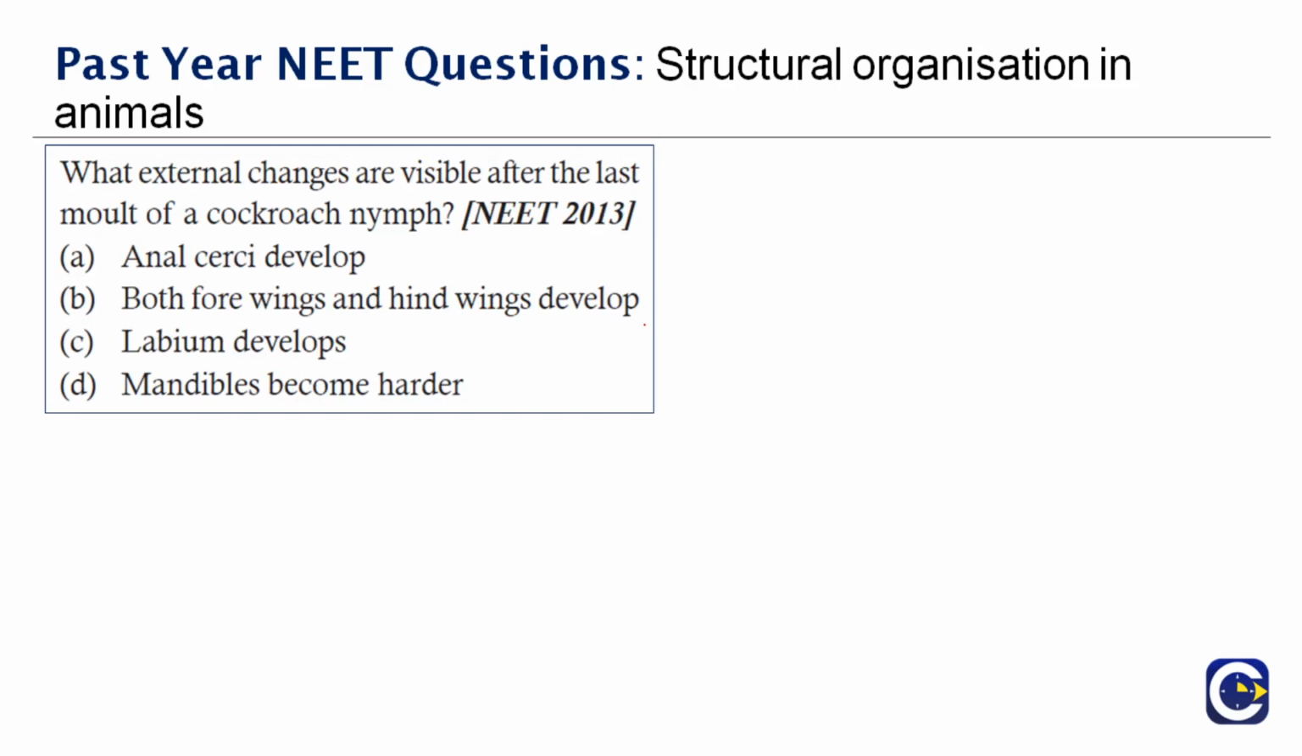Next question here. What external changes are visible after the last molt of a cockroach nymph? So here we're talking about nymph. What do you mean by nymph? Maybe if we talk about that, you will understand. Nymph can be defined as a mythological spirit of nature imagined as a beautiful maiden inhabiting rivers, woods and other locations. This is a very common meaning of nymph.